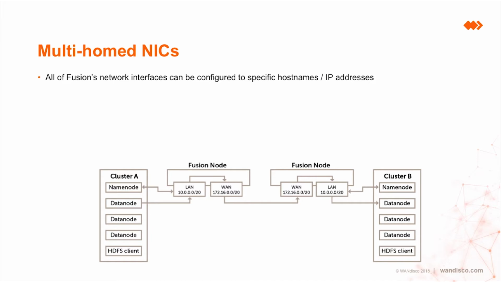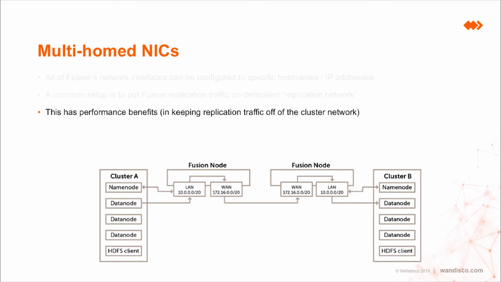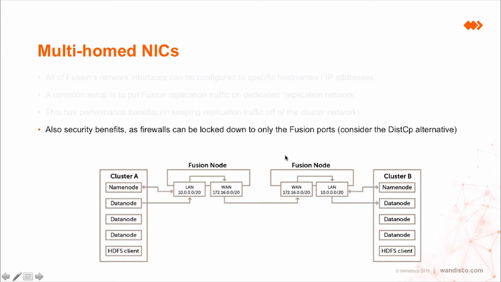Multi-home NICs. All Fusion network interfaces can be configured to specific host names and IP addresses. A common setup is to put Fusion traffic, replication traffic, on dedicated replication networks. This has performance benefits. From the picture below, you could see you would be isolating the Fusion traffic away from the LAN cluster traffic here. So that can be very performant if set up correctly.